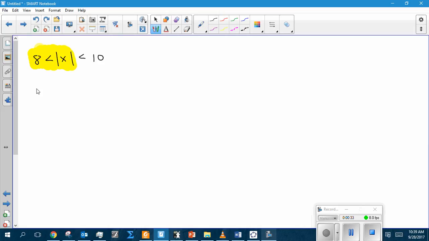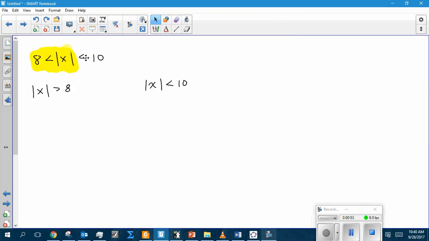Okay, so I'm going to write absolute value first. So the absolute value of x is greater than 8. Then I'm going to rewrite that to where it says absolute value of x is less than 10. Understanding that this whole thing was a between statement, and between means intersection or the word and, so I'm going to put and in here. So when I'm done, our solution should have this criteria and that criteria.